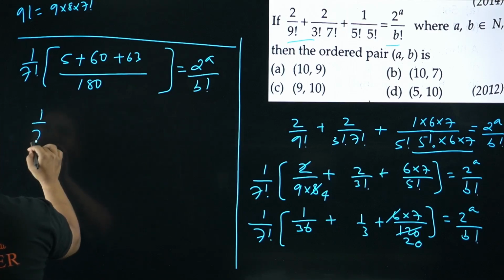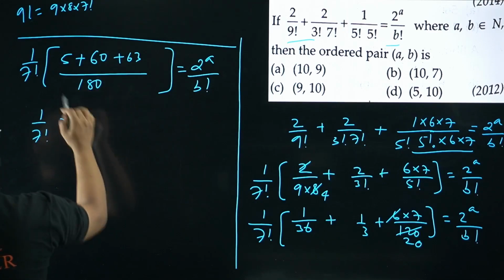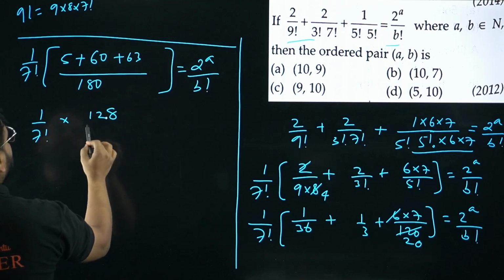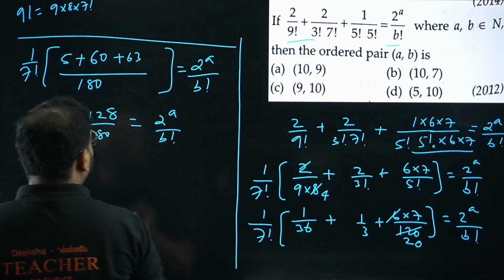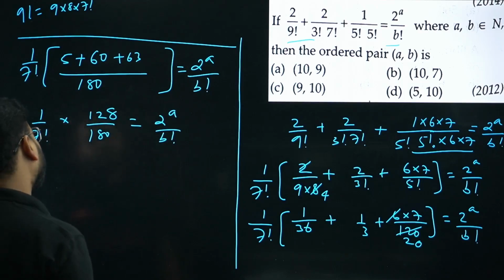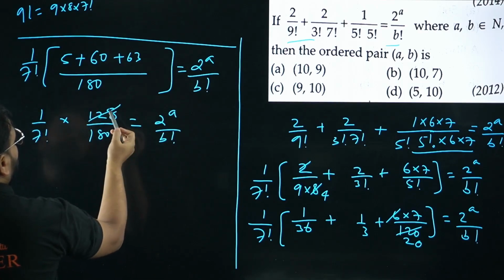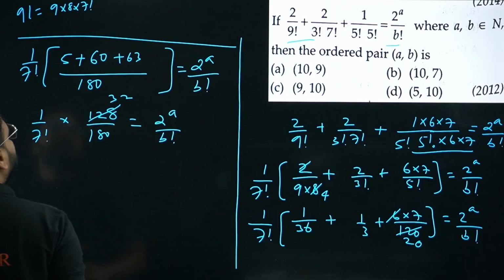So I have here 1 by 7 factorial into 3 plus 5 is 8, 6 plus 6 is 12, so 128 by 180 equals to 2 power a upon b factorial. I can simplify this. Yes, 4 3s are 12, and 4 2s are 8. Okay, what about this?